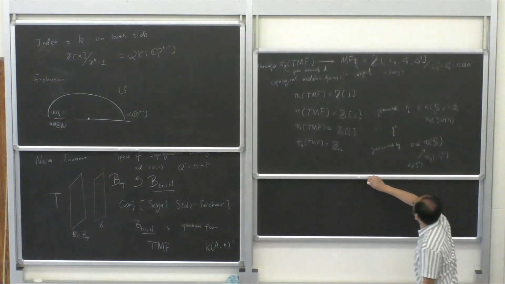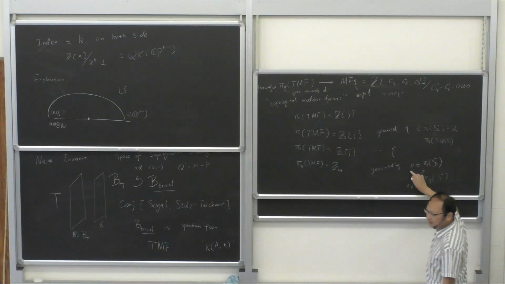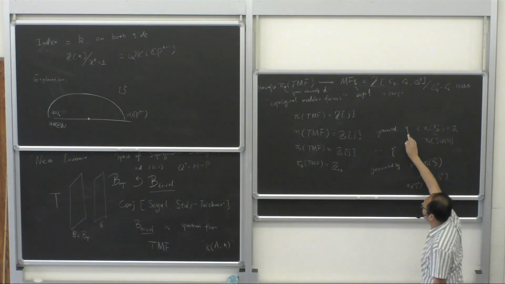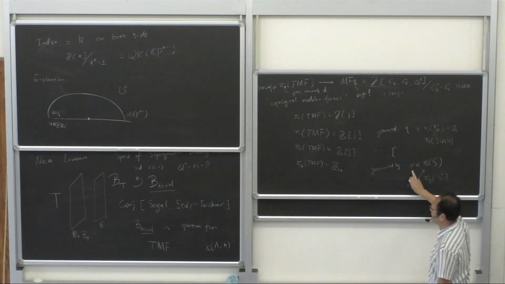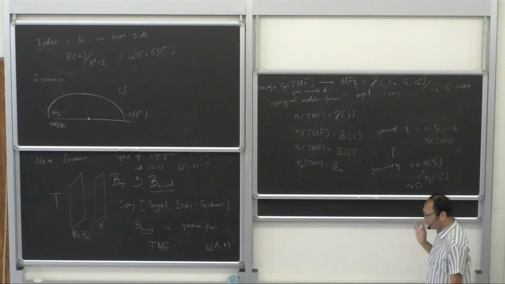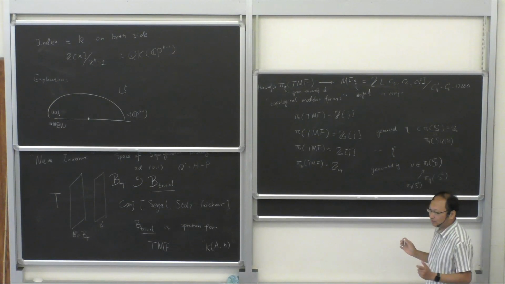So these are simple examples. This is in pi 1, this is in pi 2, this is in pi 3. And these are topological modular forms that are not modular forms.